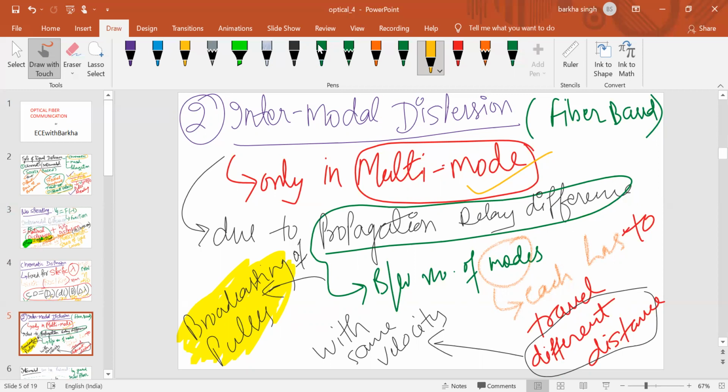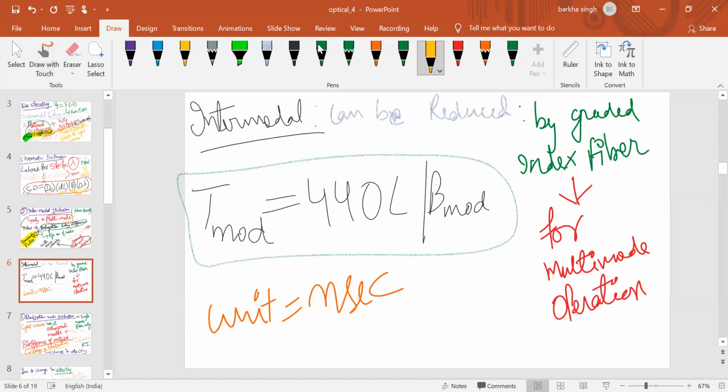Point to be noted is that intermodal dispersion is negligible in single mode fibers. It can be reduced with the help of graded index fiber for multimode operation.